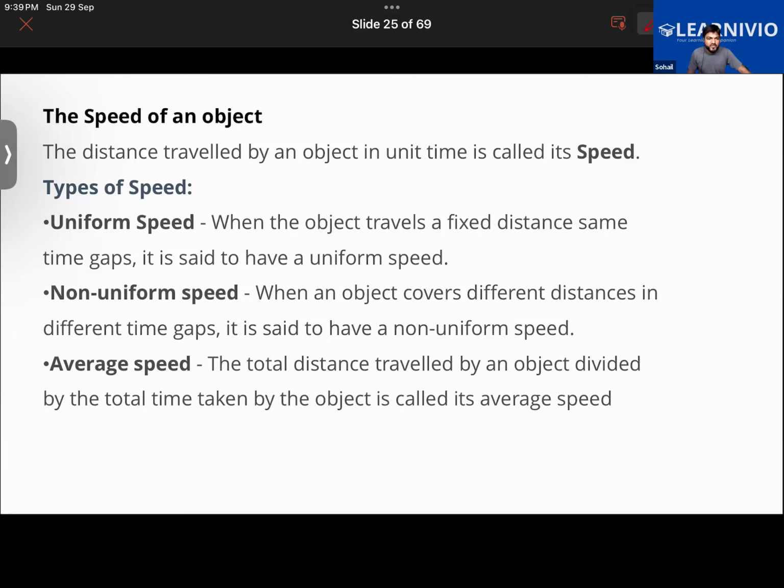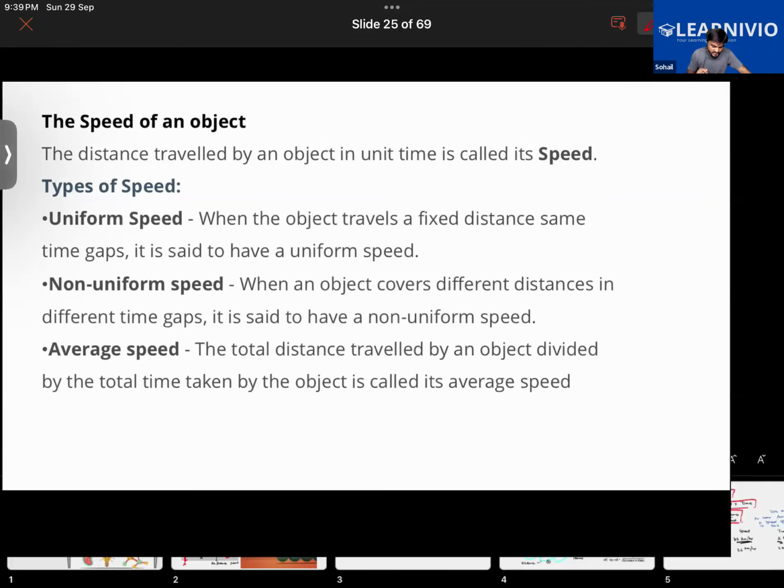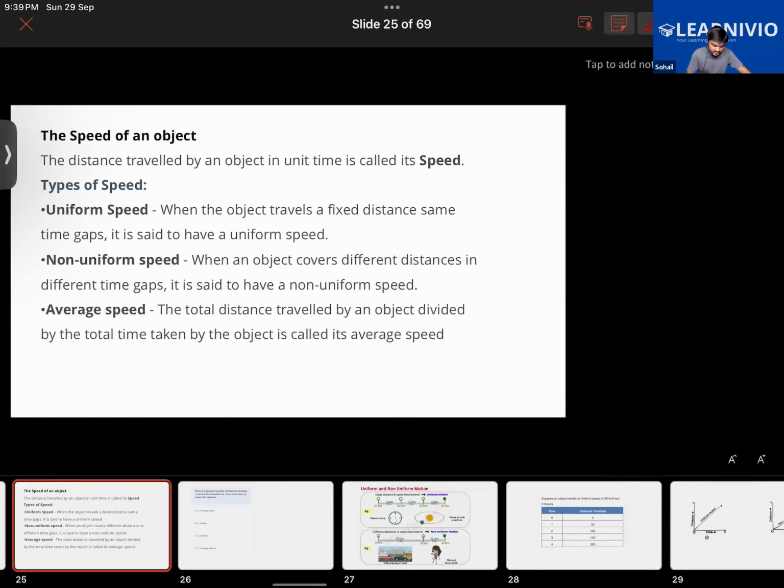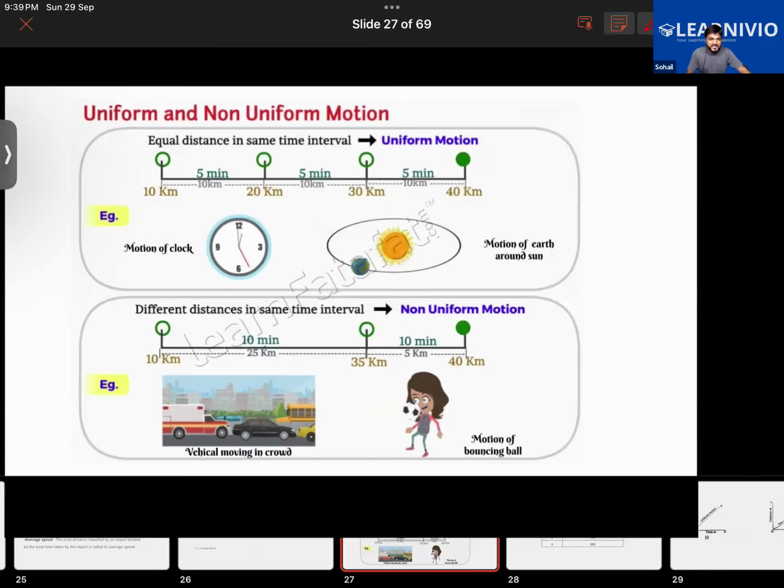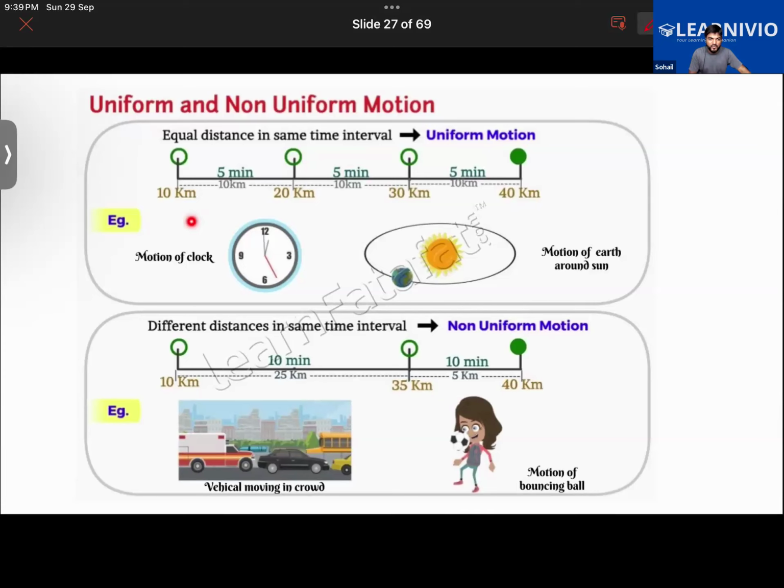Further, speed is of two types. If an object is constantly traveling a fixed distance in equal intervals of time, in the same time gaps, it is said to have a uniform speed. What do you mean to say by this? Take for example, there is this vehicle, for example.